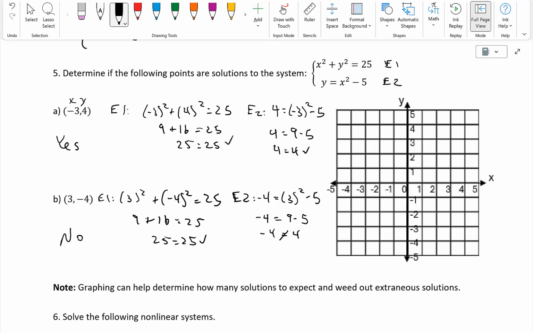The idea with the graph here is just to get you used to graphing, right? With the note below, graphing can help determine how many solutions to expect and weed out extraneous solutions. So we have a circle centered at 0, 0 with a radius 5 for the first one, so I'm kind of sketching in my circle quickly. Close enough. And then we know our second equation here is a squaring function or a parabola that's just been shifted down 5 units. So I'm down here again, and then I'm opening up.